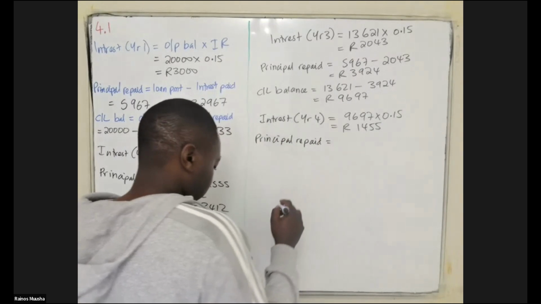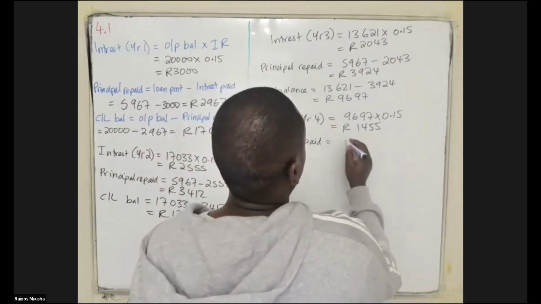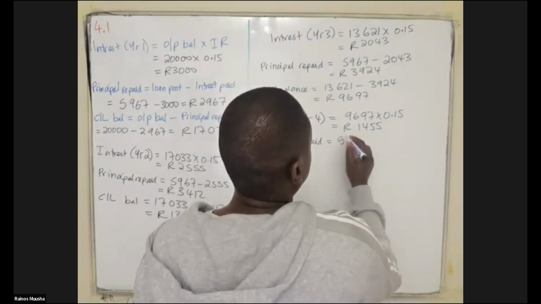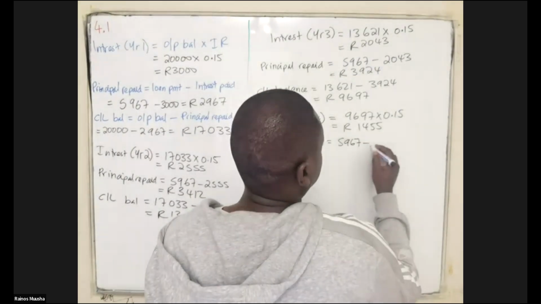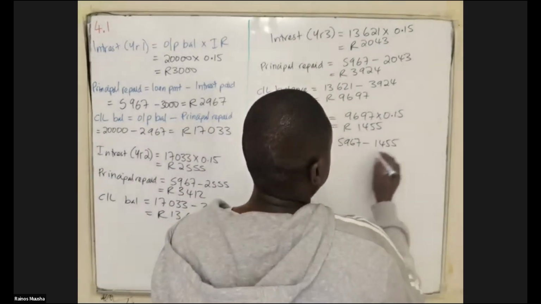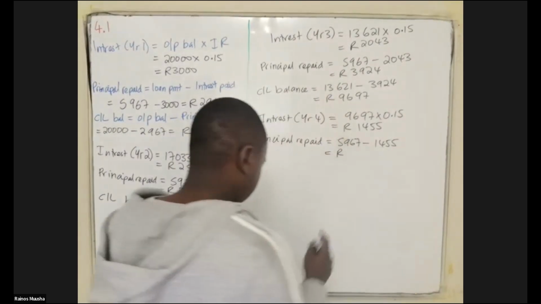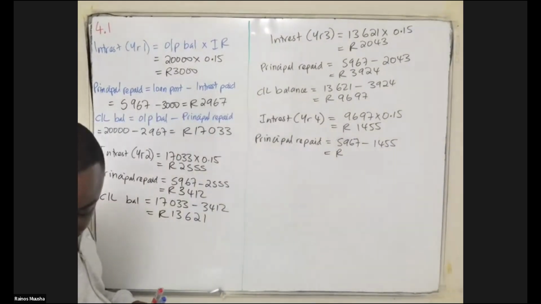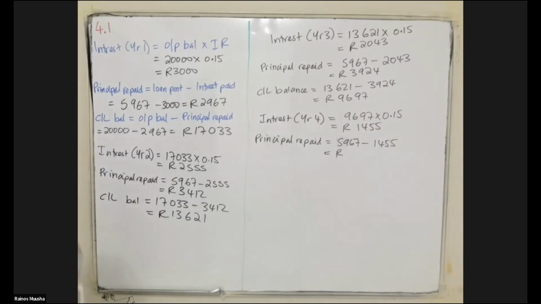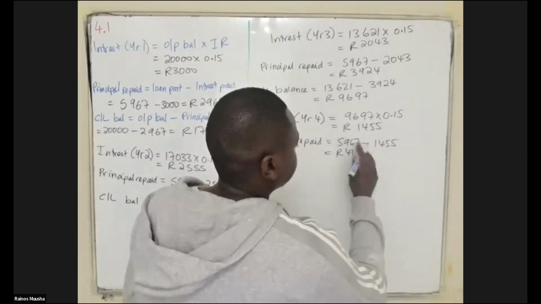Then your principal repaid is equal to 5,967 minus 1,455. And how much is the principal repaid? 4,512.